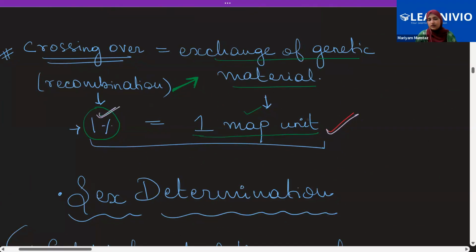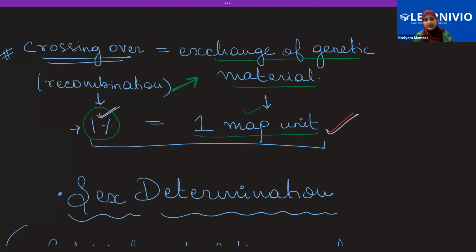When crossing over is happening, meaning the recombination is taking place, if 1% recombination happens, that is one map unit. If 2% happen, that is two map units. Clear? So that is how he found out the distance between the genes. Any doubts?